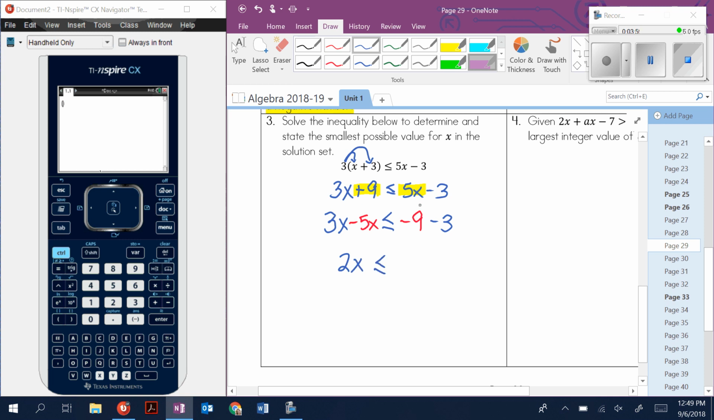Well, if I owe $9 and I owe $3, that's owing $12. If you weren't able to do that in your head, it's okay. Jump to your calculator and have your calculator do your integer work for you. How are we going to get rid of that 2, that multiplying? You got it. Divide both sides of that inequality by 2.